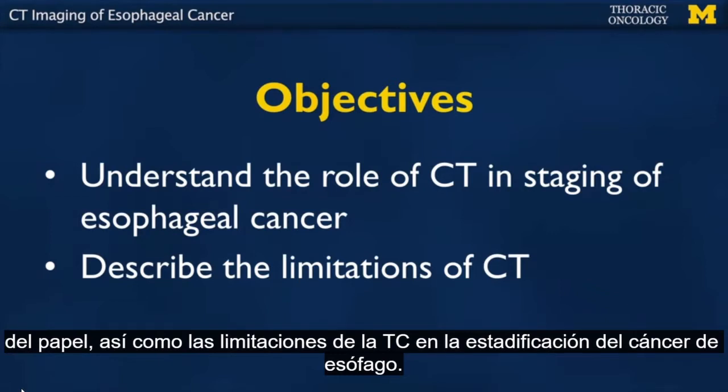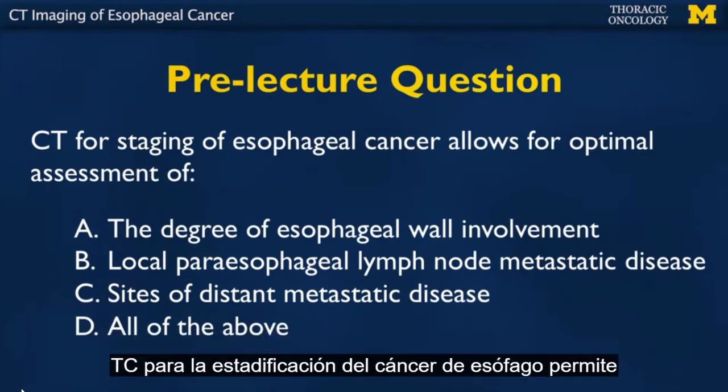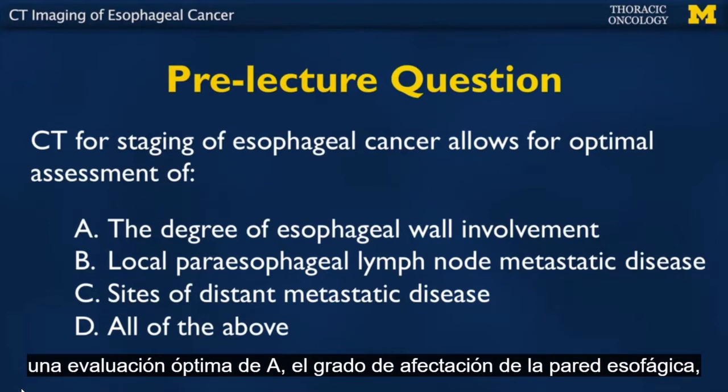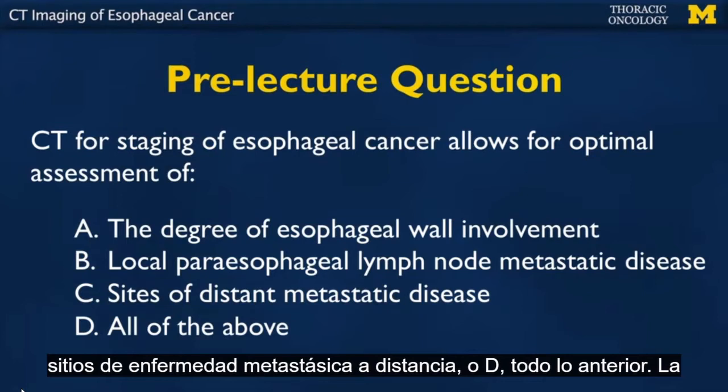We will first start with a pre-lecture assessment question. CT for staging of esophageal cancer allows for optimal assessment of A. The degree of esophageal wall involvement, B. Local paraesophageal lymph node metastatic disease, C. Sites of distant metastatic disease, or D. All of the above.